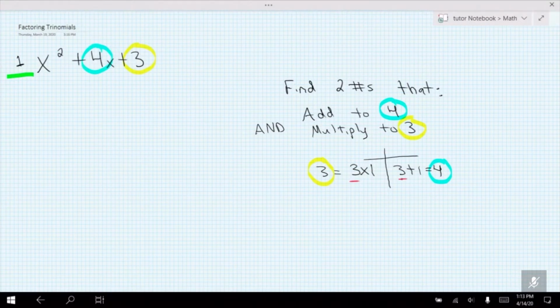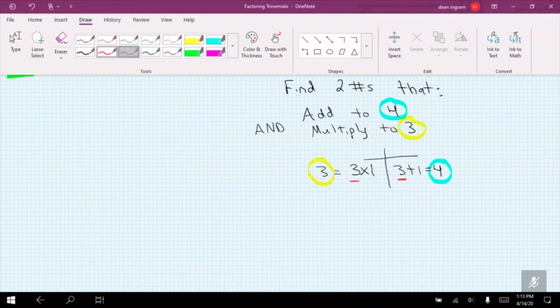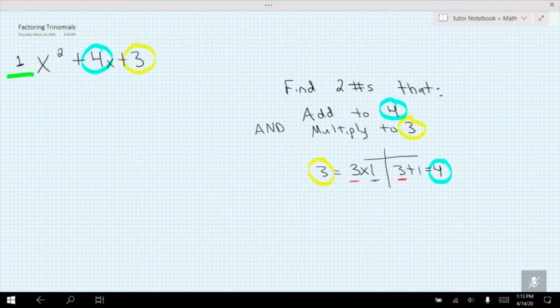Once we find these two numbers, we want to use them to break up our b term. And we're going to break up our b term giving it the coefficients of the two numbers that we just found. So in other words, we're going to take our 4x term and we're going to rewrite it as 3x plus 1x, or 1x plus 3x, depending on which order you need the numbers in.